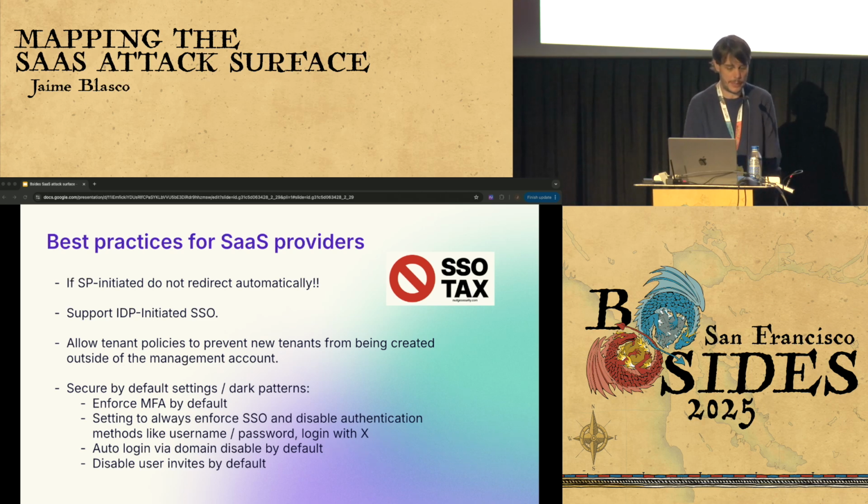And some of the dark patterns that we see are not enforcing MFA by default, not offering a setting to always enforce SSO, or if you enable SSO, not disabling other authentication methods like OAuth, user and password. Prevent auto-login and disable user invites. And then the most important one is, do not charge for SSO, please. We do hate, everybody hates that.